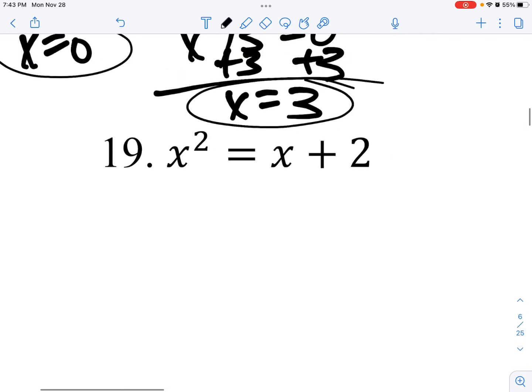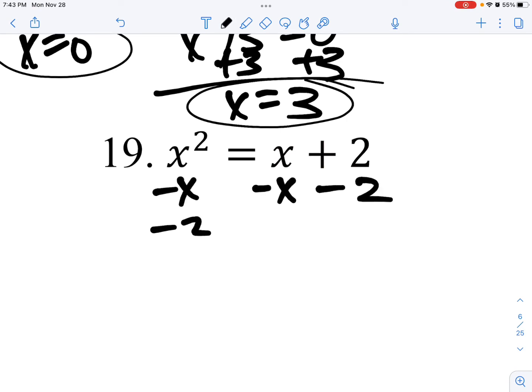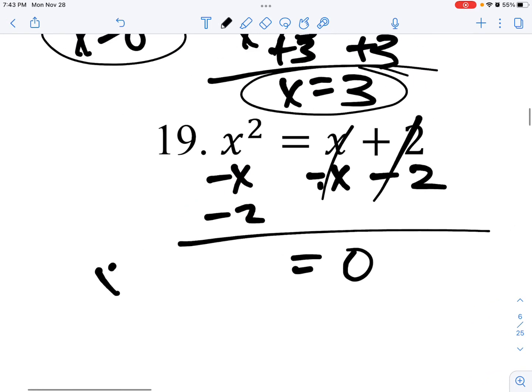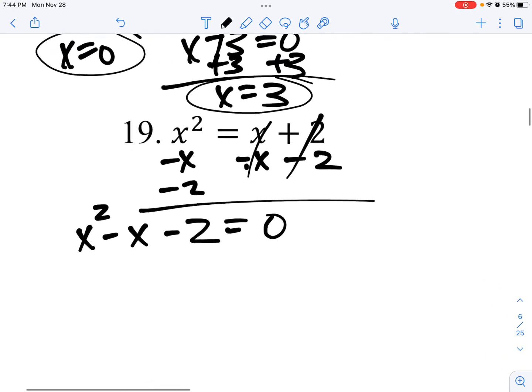Let's look at 19. Again, I've got x squared on one side and I've got these 2 things on the other. I'm going to minus this x over, and I'm going to minus the 2. That cancels this and this, so I have a 0 on one side. You have to move everything over to one side so that you have a 0 before you can factor. Okay, here's an x squared, here's an x, here's a 2. I can't combine any of those, so I'm just going to write positive x squared, negative x, negative 2.